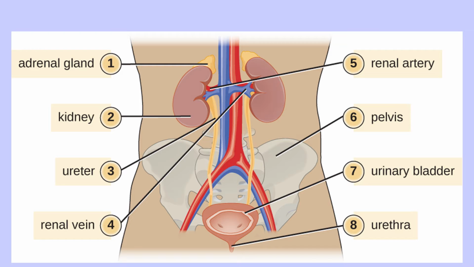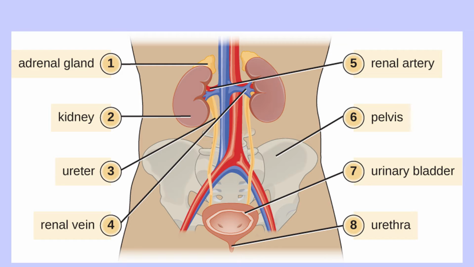Number three, the ureter. This is what connects the kidney to the bladder. Essentially, it's like a tube. 4 and 5 show both the renal artery and the renal vein, because as we will see, what the kidneys are doing are actually acting as a filter. They're going to be filtering the blood, so you need to have that good blood supply to the kidneys.